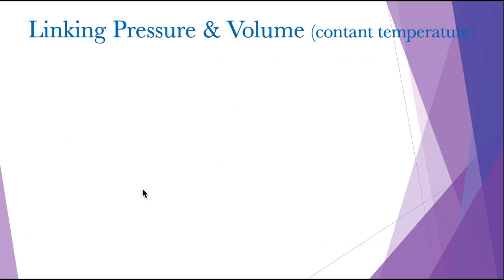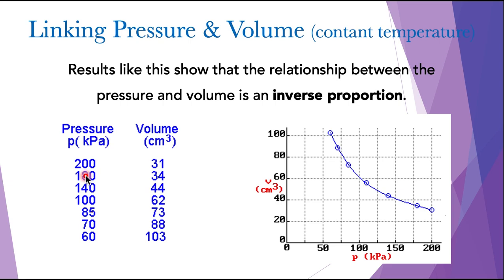So here we have the results. Let's read them out first. When the volume was 1.3, the pressure was 60. When the volume decreased to 88 cm³, the pressure increased and became 70 kilopascals. In the end, when the volume is 31 cm³, the pressure is 200 kilopascals. So these results basically show that the relationship between the pressure and volume is an inverse proportion. By inverse proportion, we mean that if volume increases, the pressure decreases, and if the pressure increases, the volume decreases.